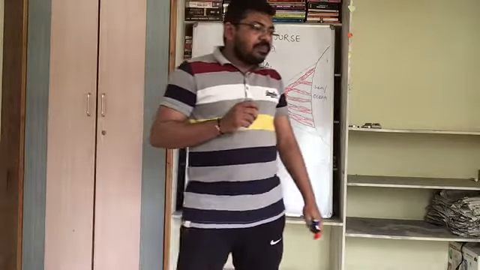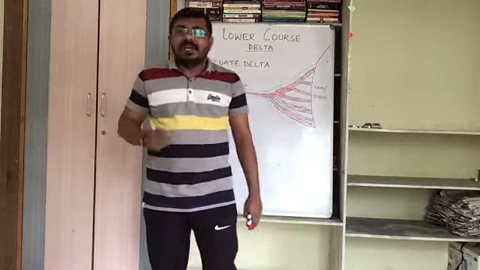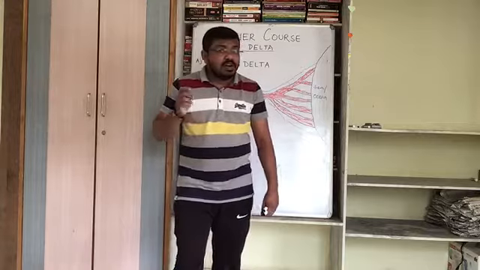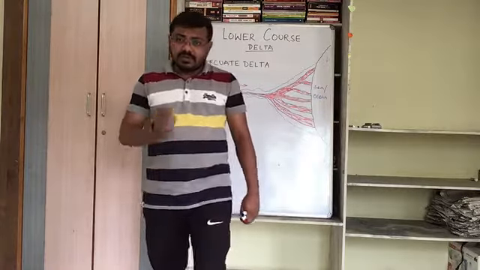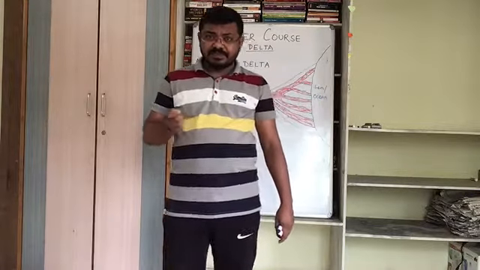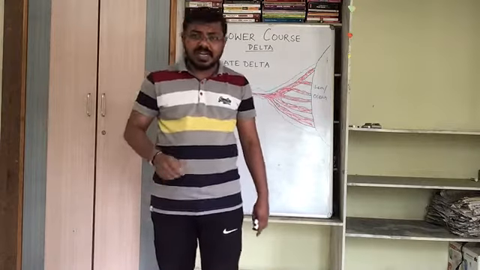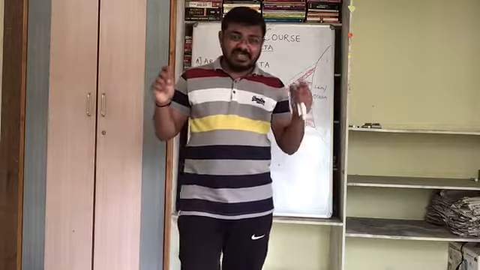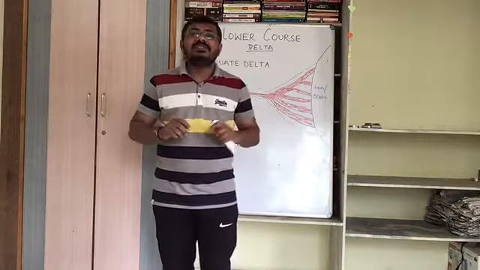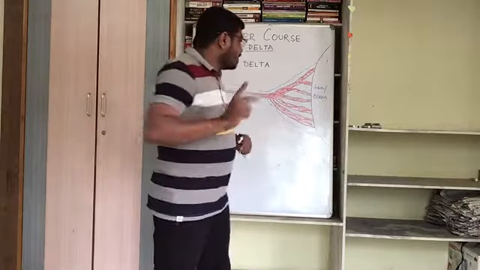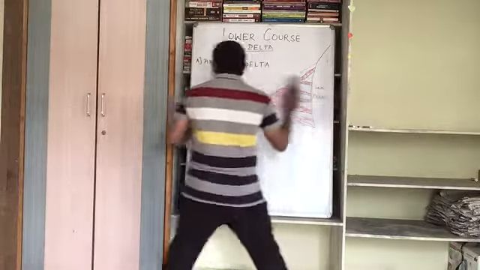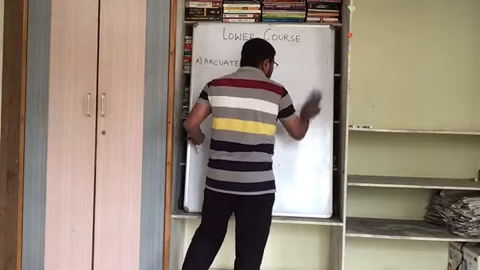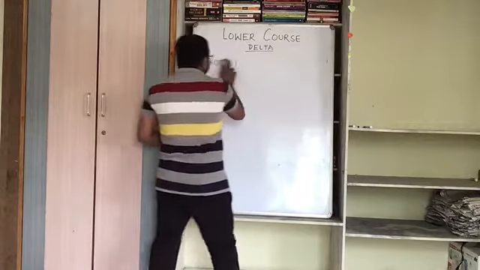And the best example of the arcuate delta is River Nile. River Nile, the longest river of the world, flows in the Africa continent. That river forms the world's best known delta, which is known as arcuate delta. Fine. The second form of delta is known as cuspate delta. Now the formation of cuspate delta is very rare.